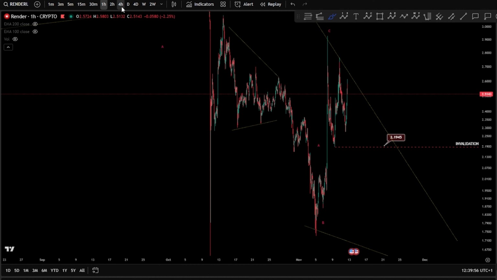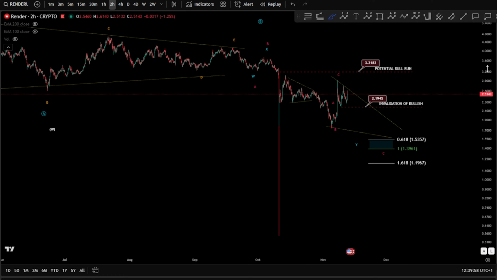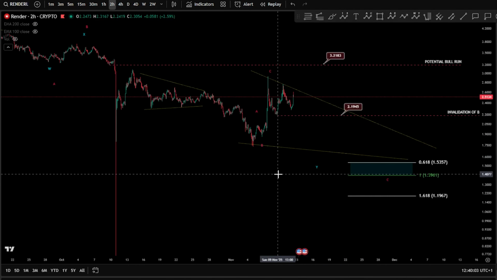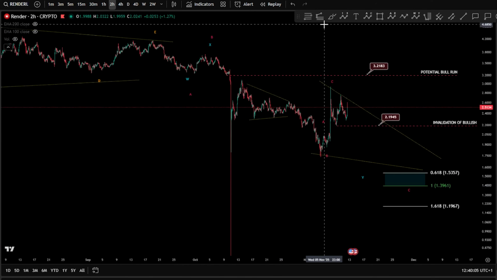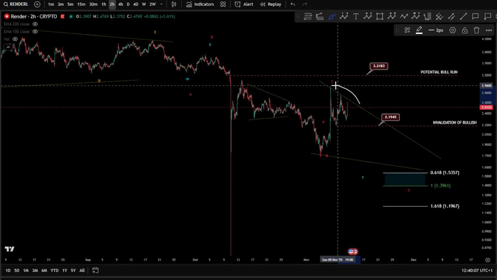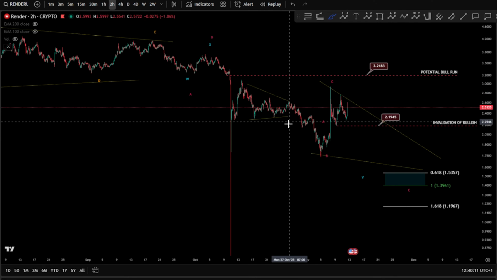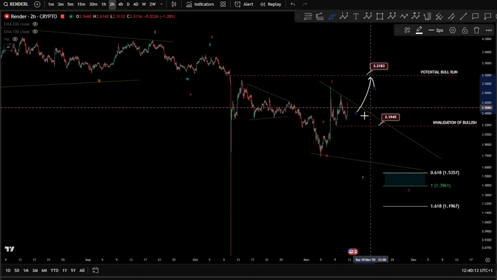Now, for Render, if we move to Render here also, we can see that we are a little bit also in between two scenarios, bullish and bearish. But what I see today is a very nice signal, potentially. I'm going to explain that it might be for higher prices.